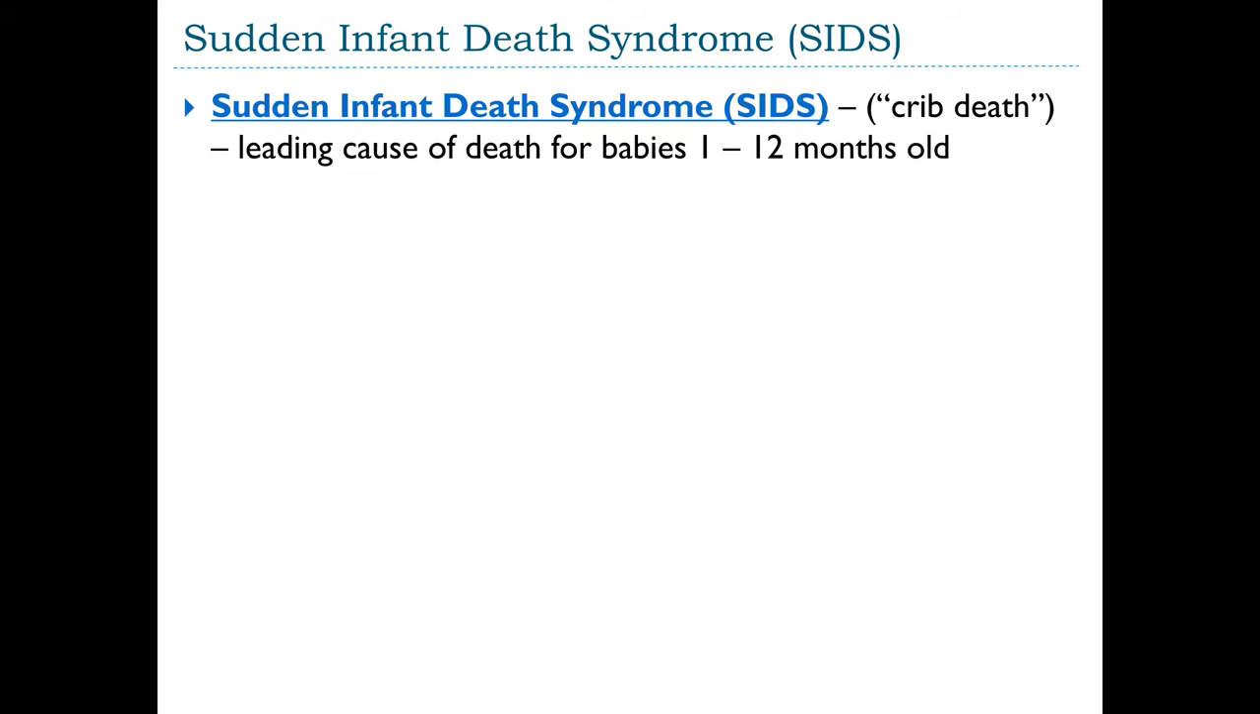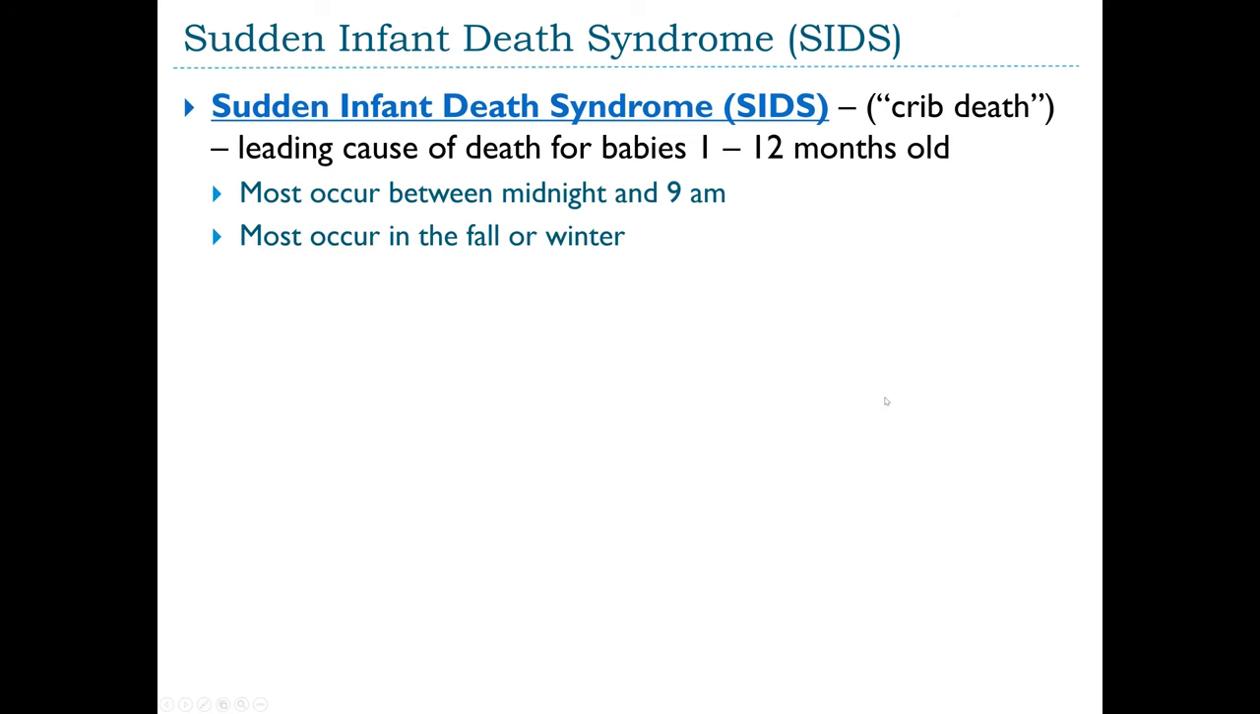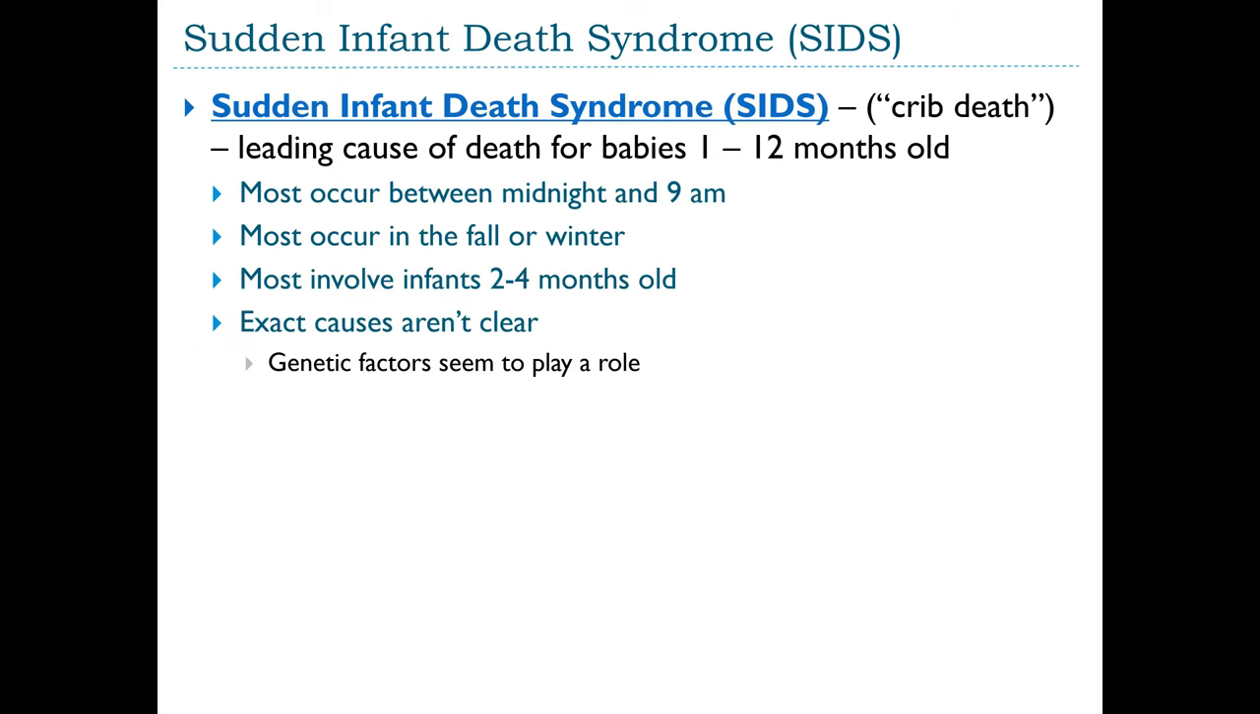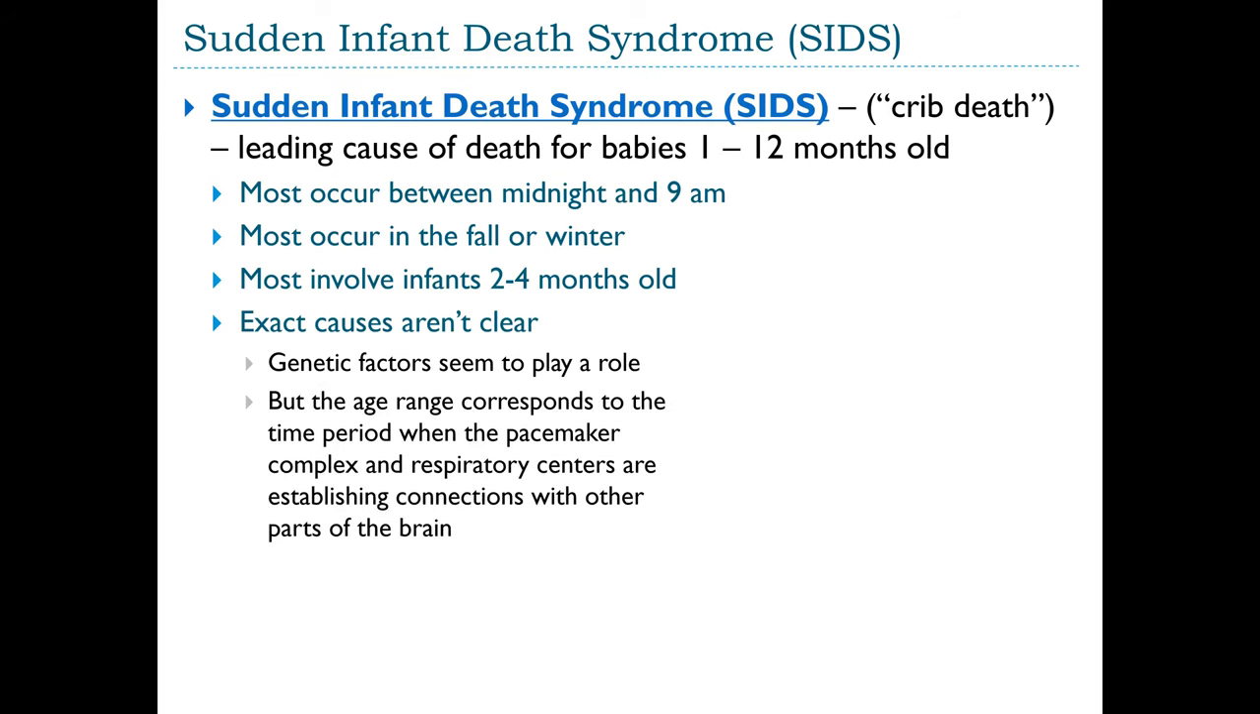Just a brief mention of sudden infant death syndrome, or SIDS. This is commonly called crib death. This is the leading cause of death for babies between 1 and 12 months old. Interestingly, most of the SIDS deaths occur between midnight and 9 a.m. Most occur in the fall or winter, and most involve infants 2 to 4 months old. So the exact causes of SIDS aren't clear. Genetic factors do seem to play a role.